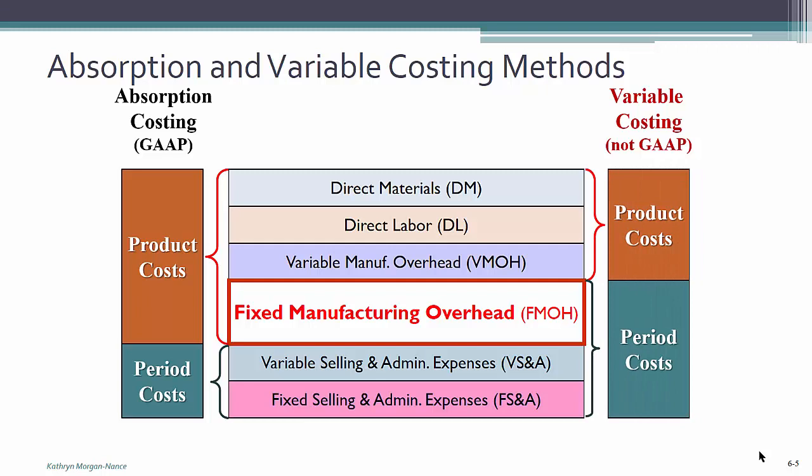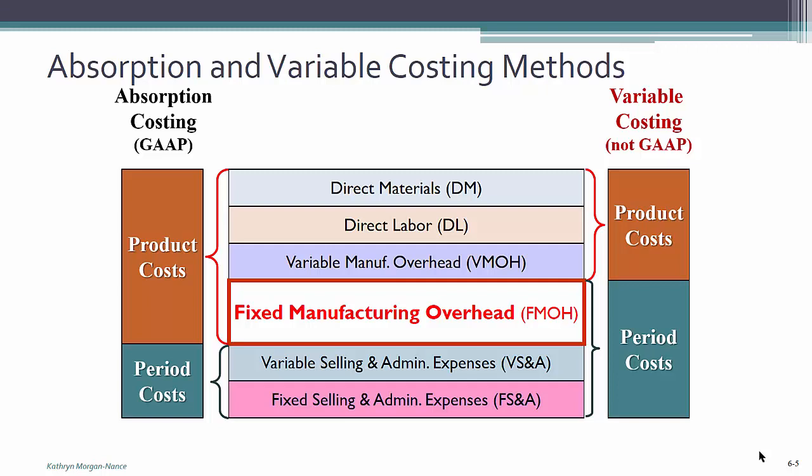Now, under variable costing, only variable manufacturing costs are included in product cost. Those would be direct materials, direct labor, and variable manufacturing overhead. Fixed manufacturing overheads are treated differently. They're accounted for as period costs, which means they're expensed in the period in which they're incurred, just like selling and administrative costs are. Now, this is how variable costing gets its name. Product costs include only variable manufacturing costs.